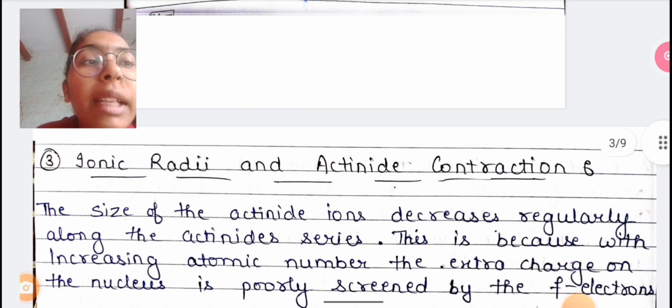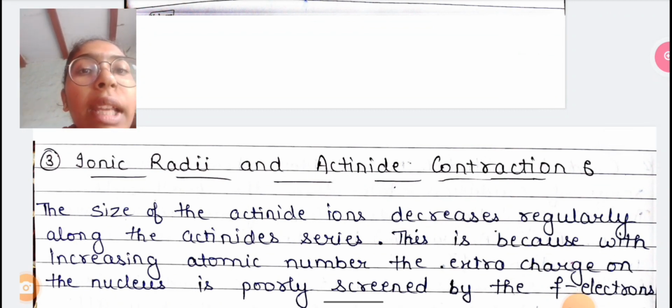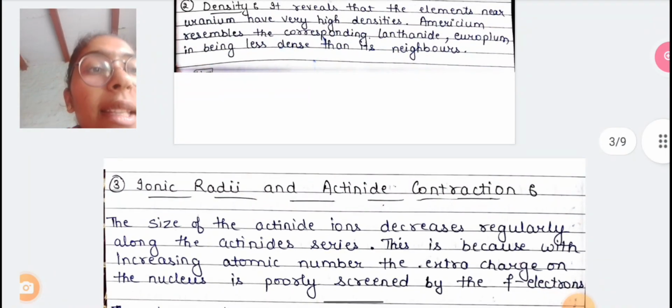Third one is ionic radii and actinide contraction. The size of actinide ions decreases regularly along the actinide series.